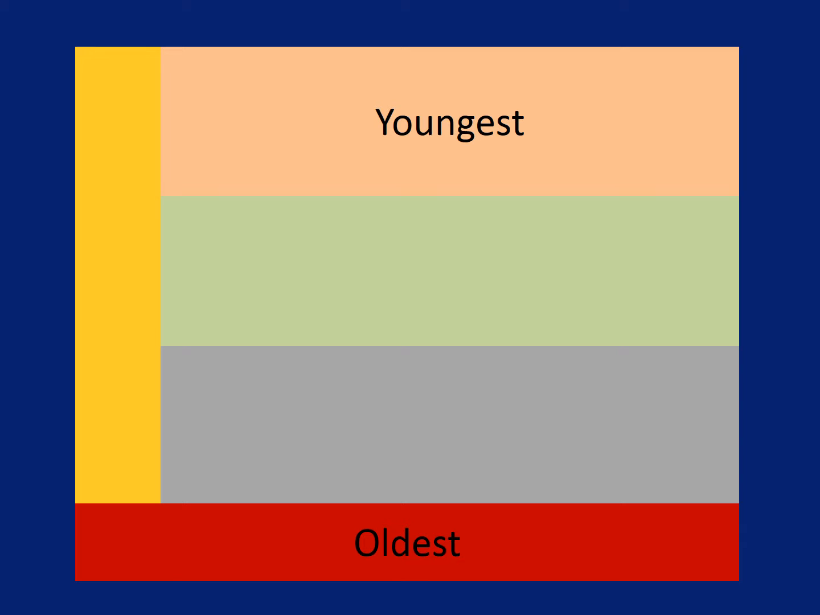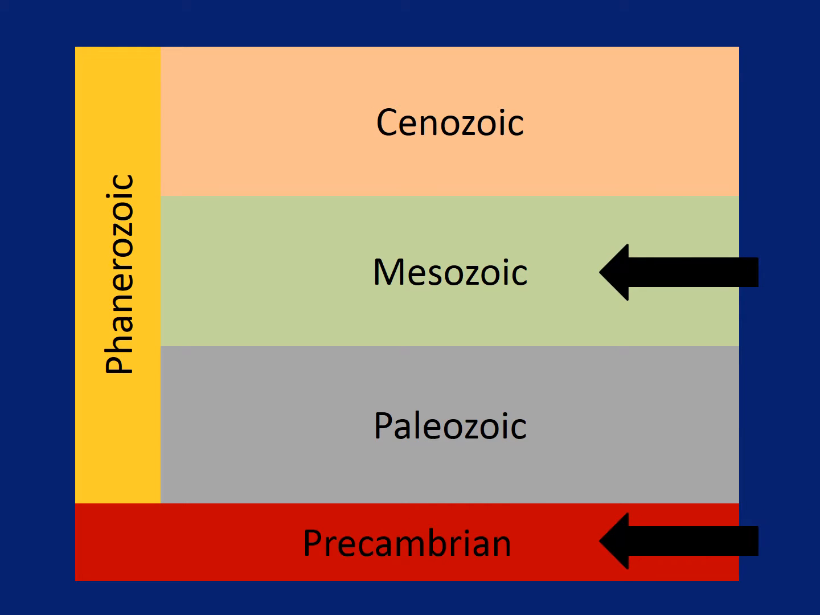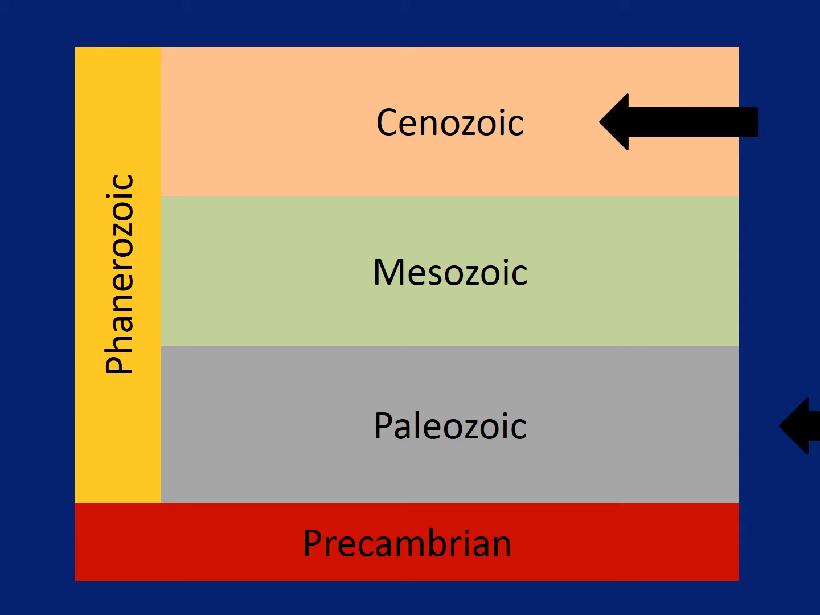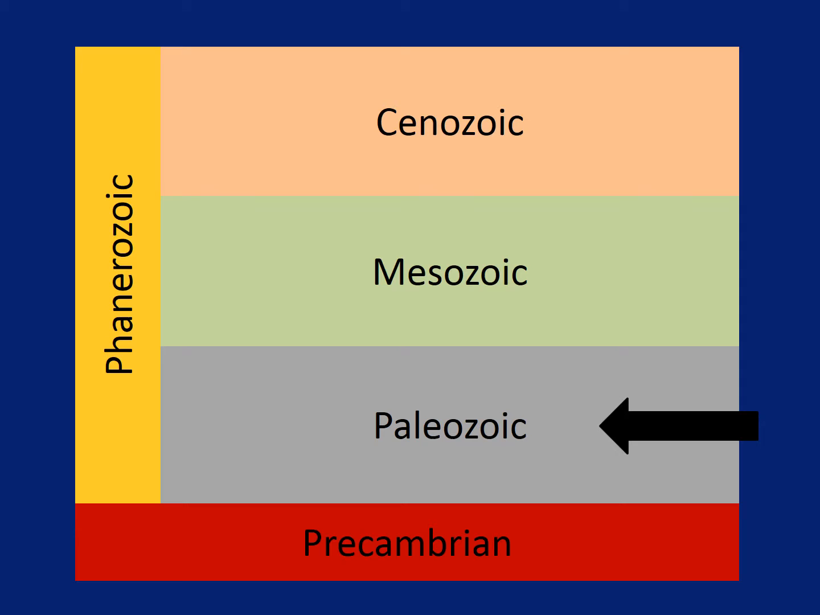Let's practice. Is the Mesozoic or Precambrian older? The Precambrian is older because it's on the bottom. Is the Cenozoic or the Paleozoic older? The Paleozoic is older because it's lower. Which is younger or more recent, the Mesozoic or the Paleozoic? The Mesozoic is younger because it's higher.